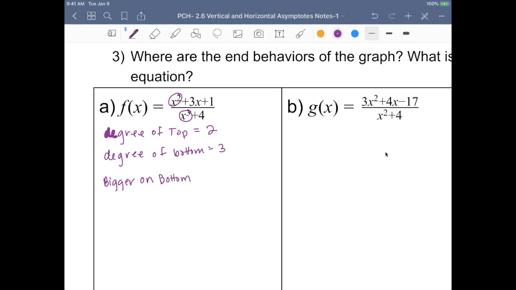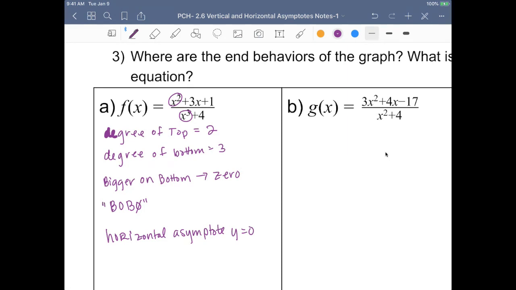So 0. We call this BOBO, bigger on bottom, 0. Okay, so this means that the horizontal asymptote approaches 0, is y equals 0. Think about this for a second.